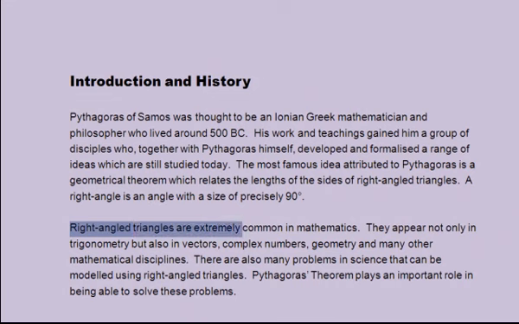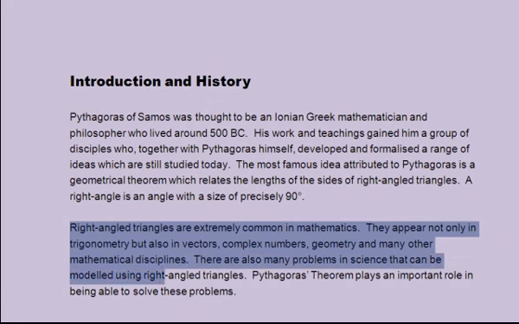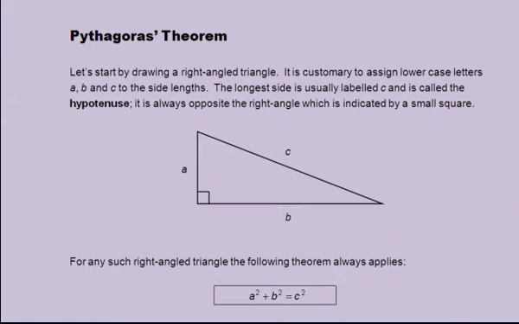Right-angled triangles are extremely common in mathematics. They appear not only in trigonometry but also in vectors, complex numbers, geometry and many other mathematical disciplines. There are also many problems in science that can be modelled using right-angled triangles. Pythagoras' theorem plays an important role in being able to solve these problems. Pythagoras' theorem. Let's start by drawing a right-angled triangle.